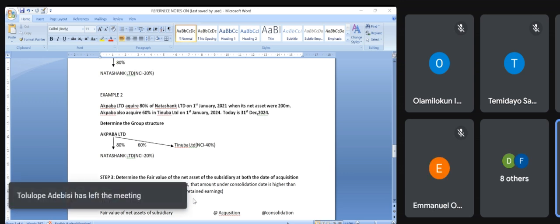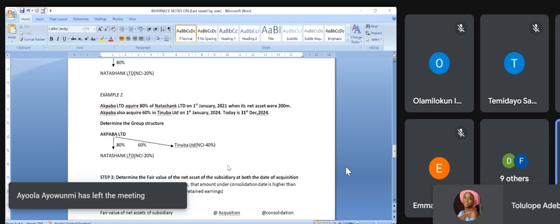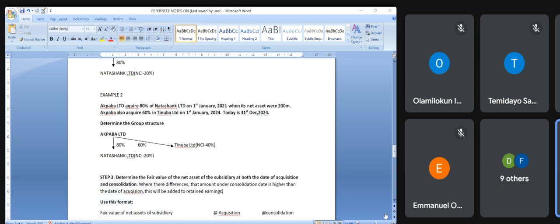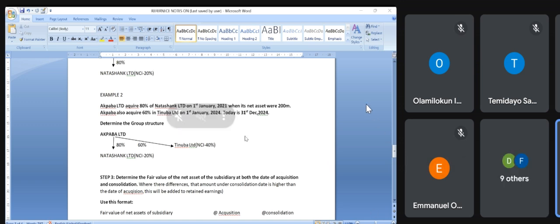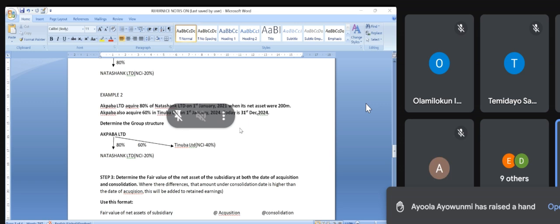Please, this is very, very important. If you don't understand it, take me back. I will ask questions on it. So that is that for that. Any question on that, or should I go ahead, please? Are we still together? Okay, Ayola, please go ahead.